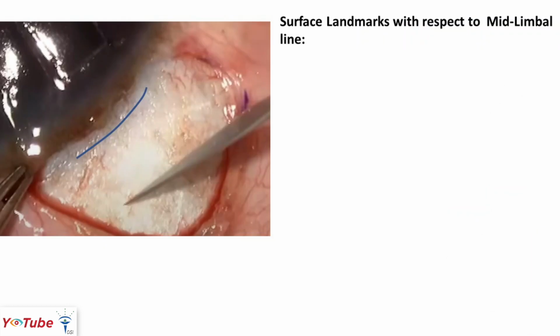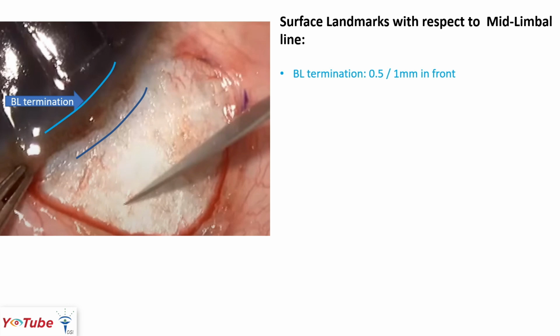So by now this must have become clear that the most important landmark that we have to look for is the mid-limbal line, since all the other landmarks for surgical planning can be made with respect to this mid-limbal line. Let us quickly identify all these landmarks. Firstly, the Schwalbe's line is at the mid-limbal line. The termination of the Bowman's layer is 0.5 mm or 1 mm in front of the blue limbal line, depending on whether you are in the horizontal or the vertical part of the cornea.